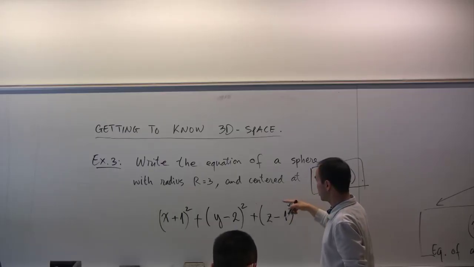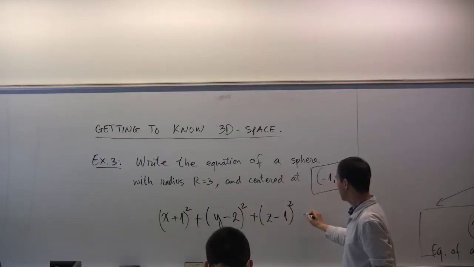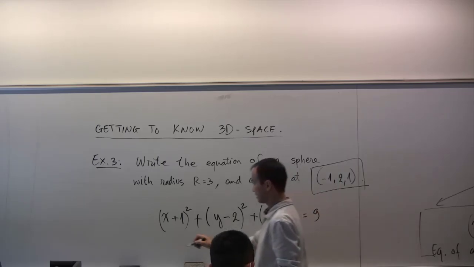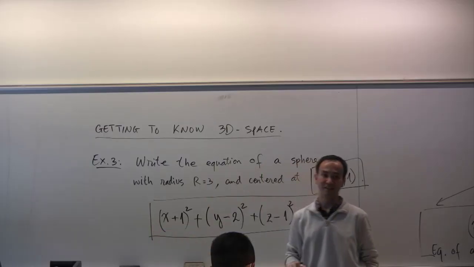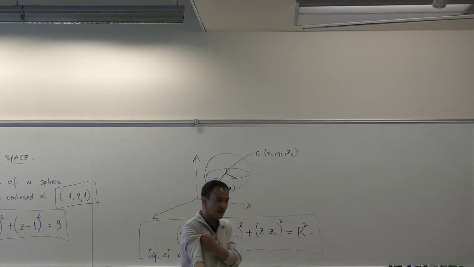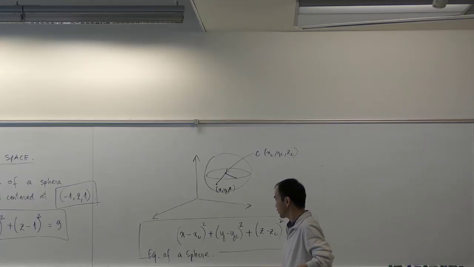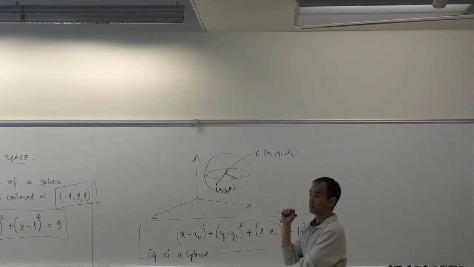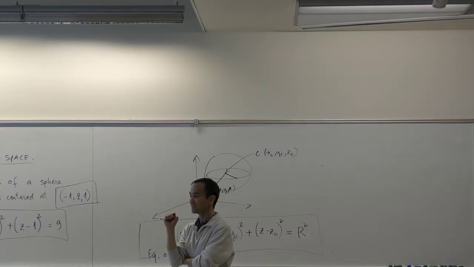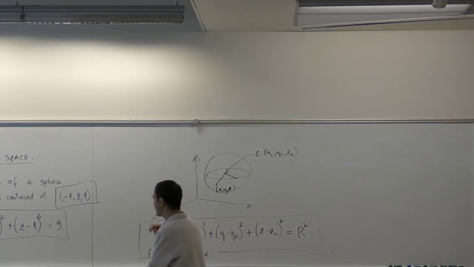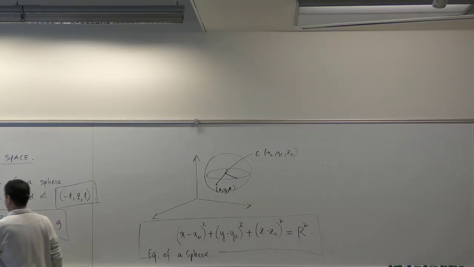And then what's the radius? 3, so it equals 9. That's how we're done. Nice and simple. And if it's not asked for, you don't even have to FOIL anything out. That's already the complete equation for your sphere. So that example is intended to be something simple. All right.